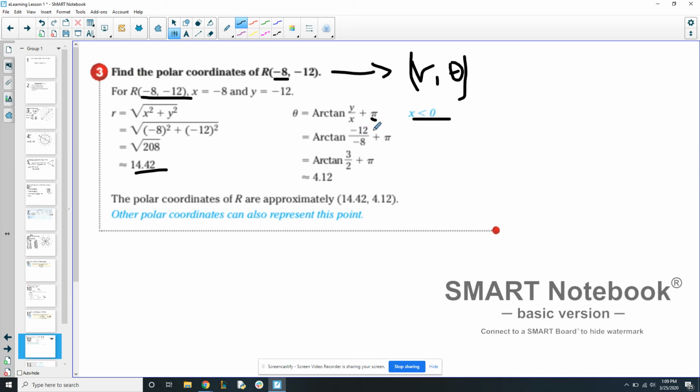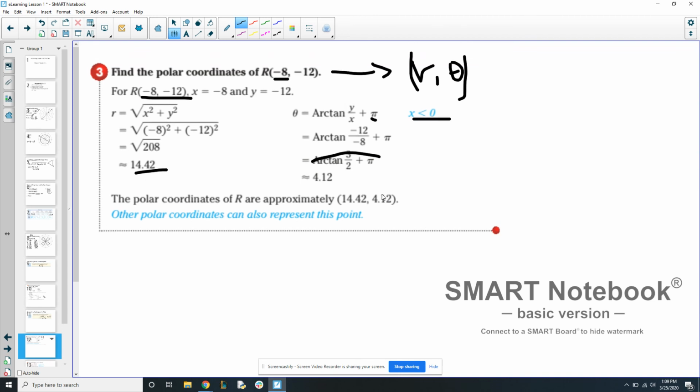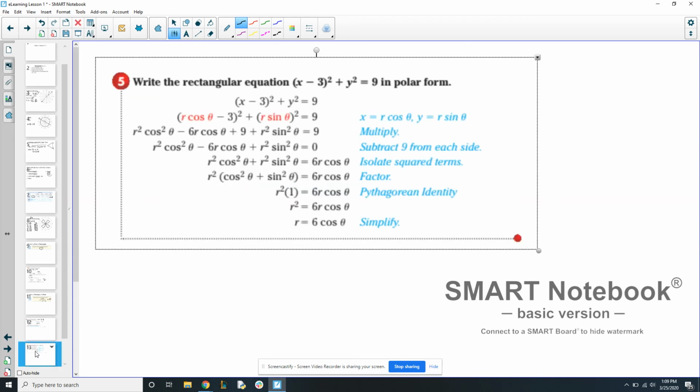I plug in tan inverse of negative 12 over negative 8. Simplifies to 3 over 2. You don't have to do this step. You can just plug that into a calculator and you get 4.12. Again, making sure your calculator is in degrees at this point in time. So hopefully there's no questions with that. If you have questions, please let me know.